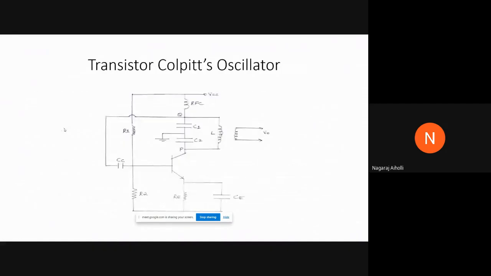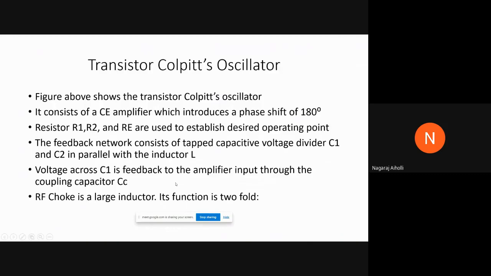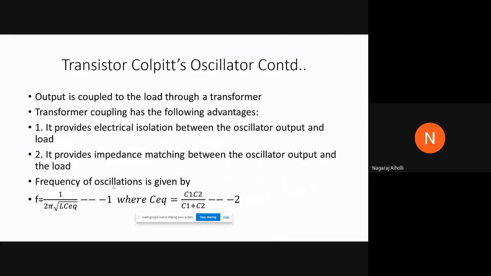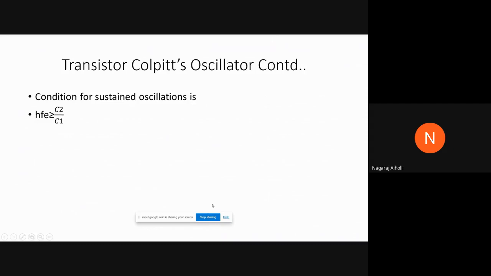In the examination, the possible question may be: explain the circuit working of transistor Colpitts oscillator. You all have to draw the circuit diagram and explain various points about the transistor Colpitts oscillator, its working principle, how the oscillations are produced. There is an overall phase shift of 360 degrees, and the frequency is given by the formula f is equal to 1 upon 2 pi square root of L C equivalent, where C equivalent is C1 C2 divided by C1 plus C2. And the condition for sustained oscillation is HFE is greater than or equal to C2 by C1.